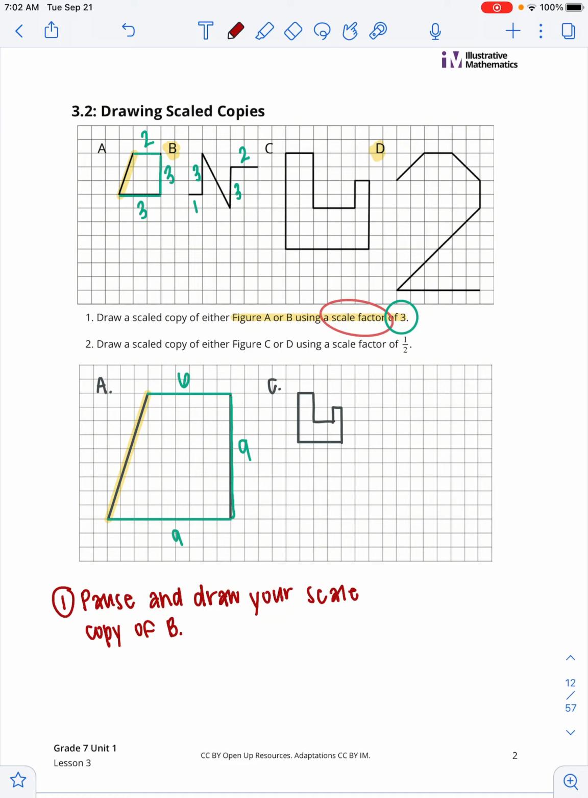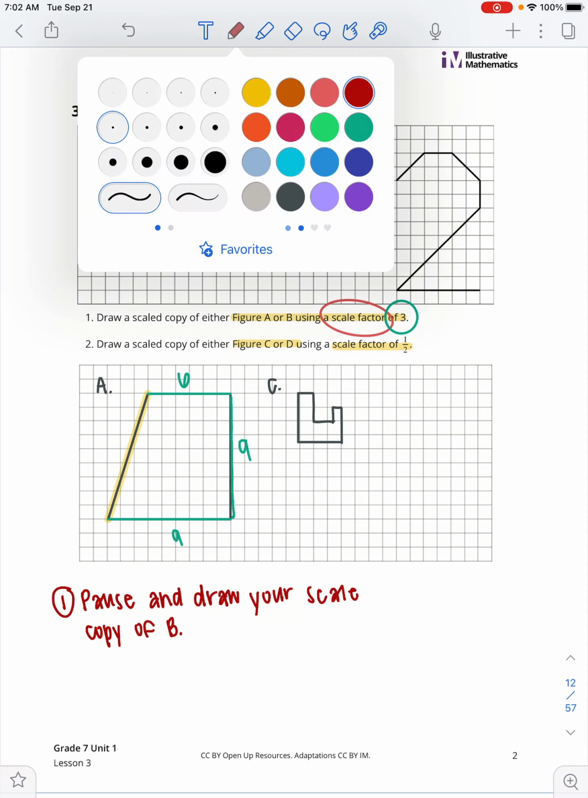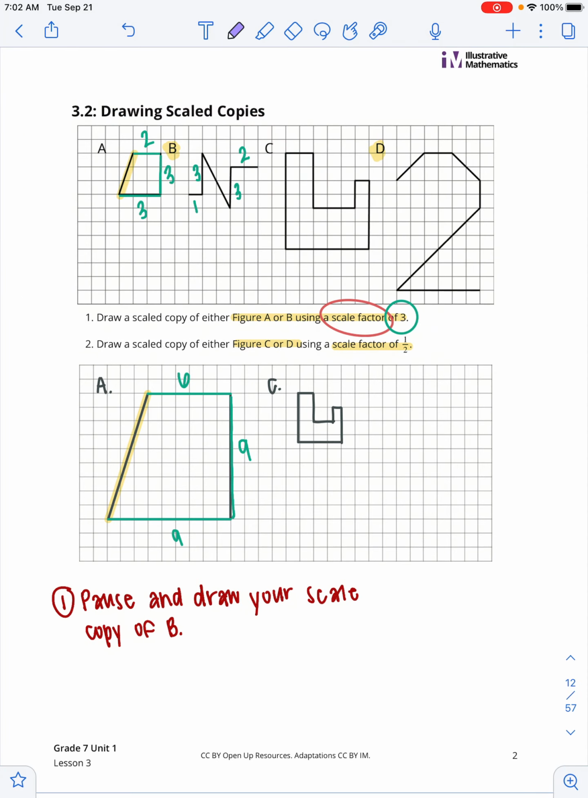The next set of directions say, draw a scale copy of figure C or D using a scale factor of 1/2. Again, we're going to need to count the side lengths of C: 2, 4, 3, 2, 1, 5, 6, and 7. And once you've figured out what all of the side lengths are, you'll simply split each of them in half because your scale factor is 1/2.